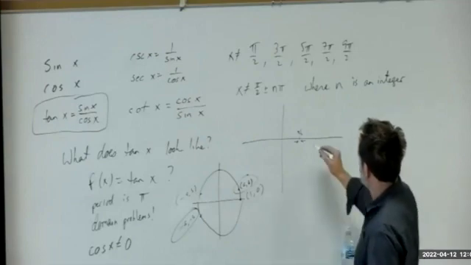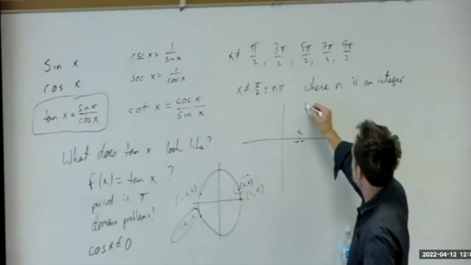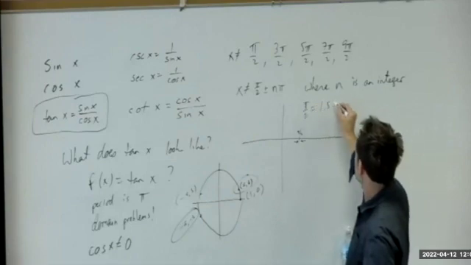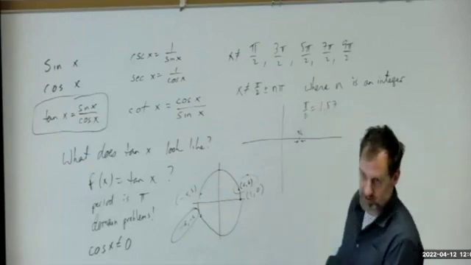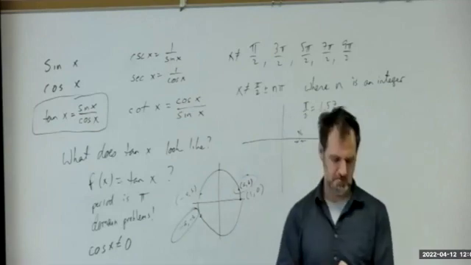Let's take a look. First of all, we're going to need to decimalize this. Pi halves is about 1.57 something, right? Give me one more digit.